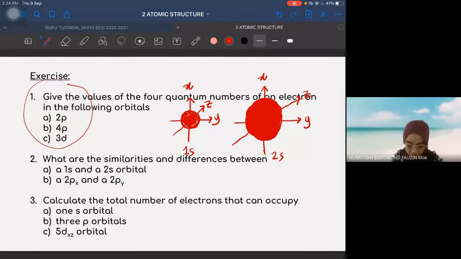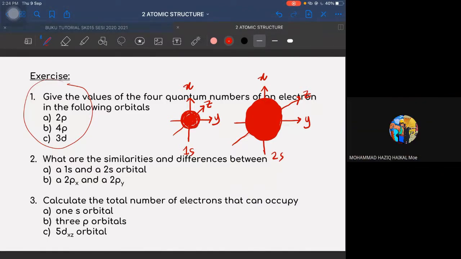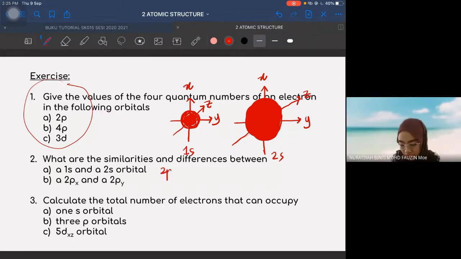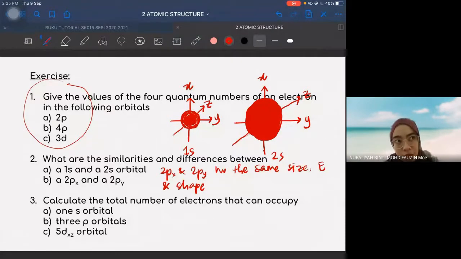Okay, B. 2px and 2py. Both are dumbbell shape. They have the same dumbbell shape. Okay. Satu lagi, same size, same energy. Yes, betul. So, 2px and 2py have the same size, energy ni aku tulis full n e. Okay. Because dia punya n is similar and l is also similar.